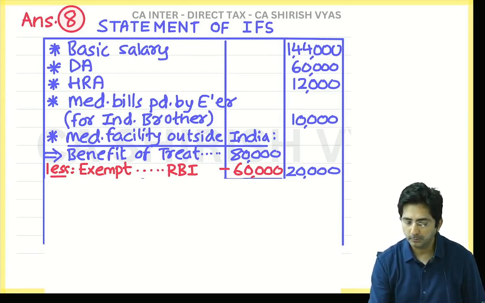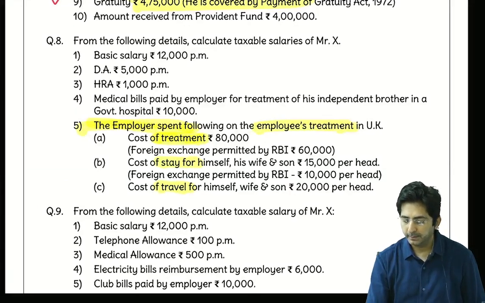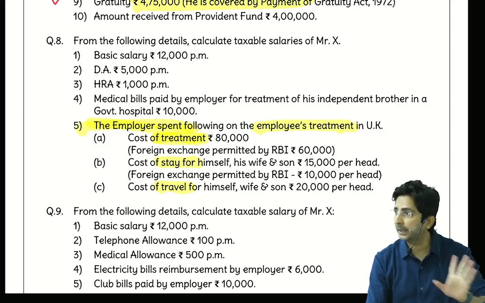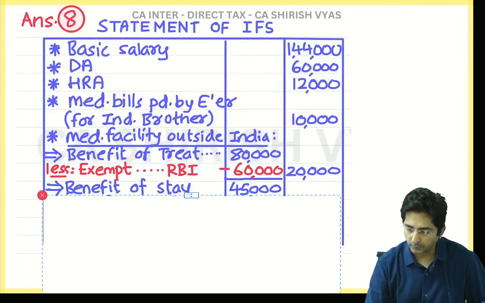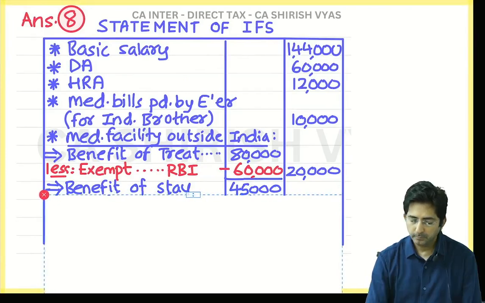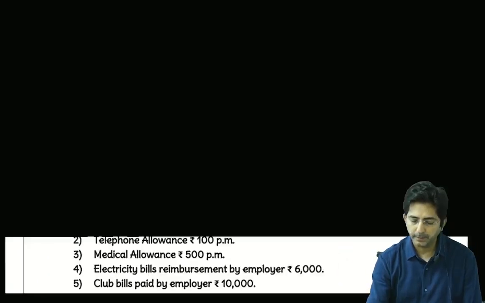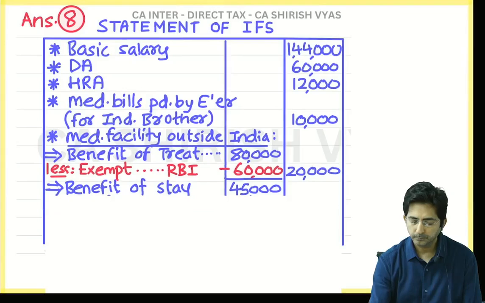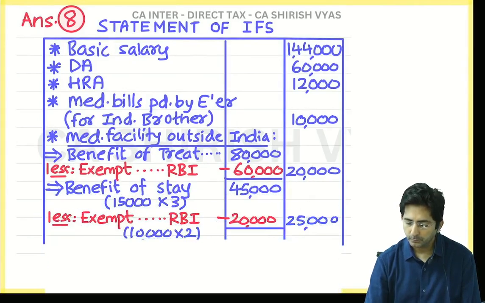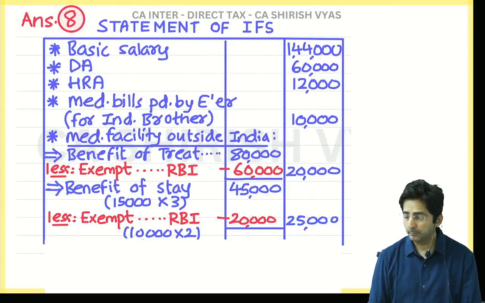Then next was what? Benefit of stay. See, who is going with him? His wife and son. So first we will write for all three people. But is the exemption for all three people or only two? Patient and one attendant. 15,000 into 3, how much? 45,000. See, I have written 45,000 in the inner column. And what is the amount permitted by RBI? 10,000 per head, but you will take only two persons. So 10,000 into 2, 20,000. Outer column, 25,000. Done.